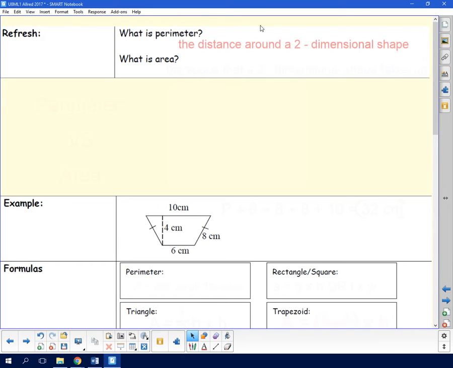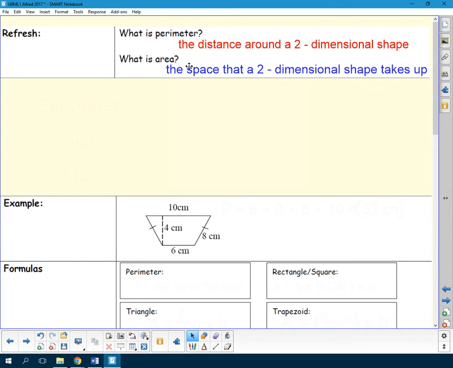Perimeter is the distance around a two-dimensional shape. So the distance that actually goes around the two-dimensional shape has nothing to do with the inside of that shape, just the distance around it, the lines that make it up. The area of a 2D shape is the space that a 2D shape takes up. So if I were to put a piece of paper on a table, how much of that table will that paper take up? That would represent the area of that piece of paper.